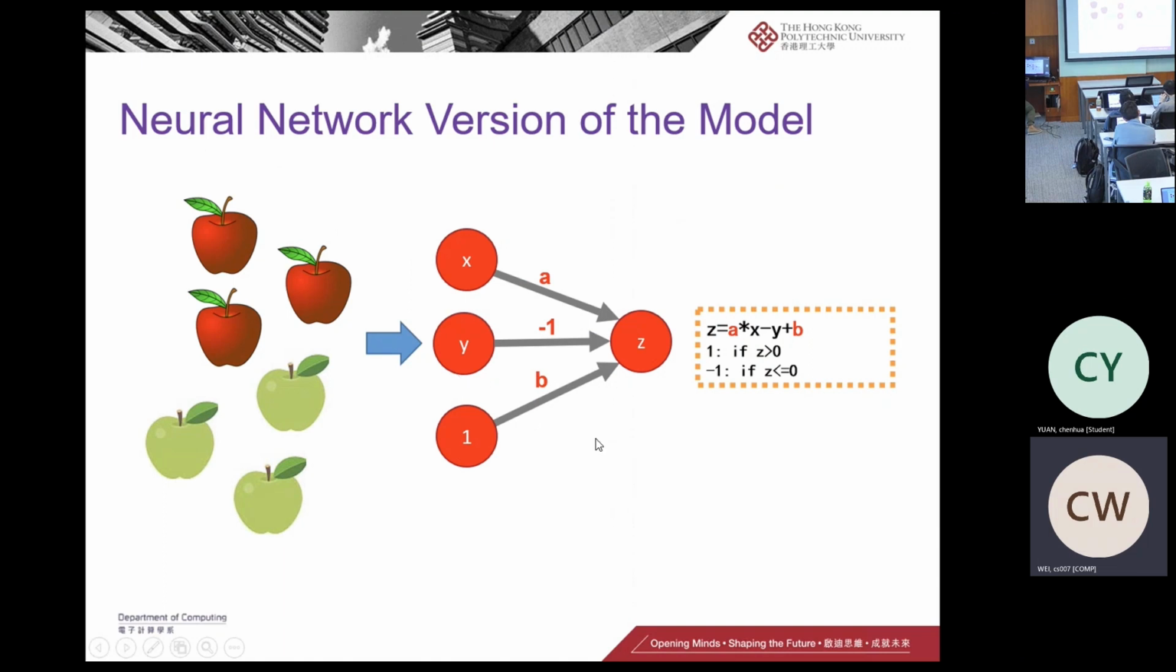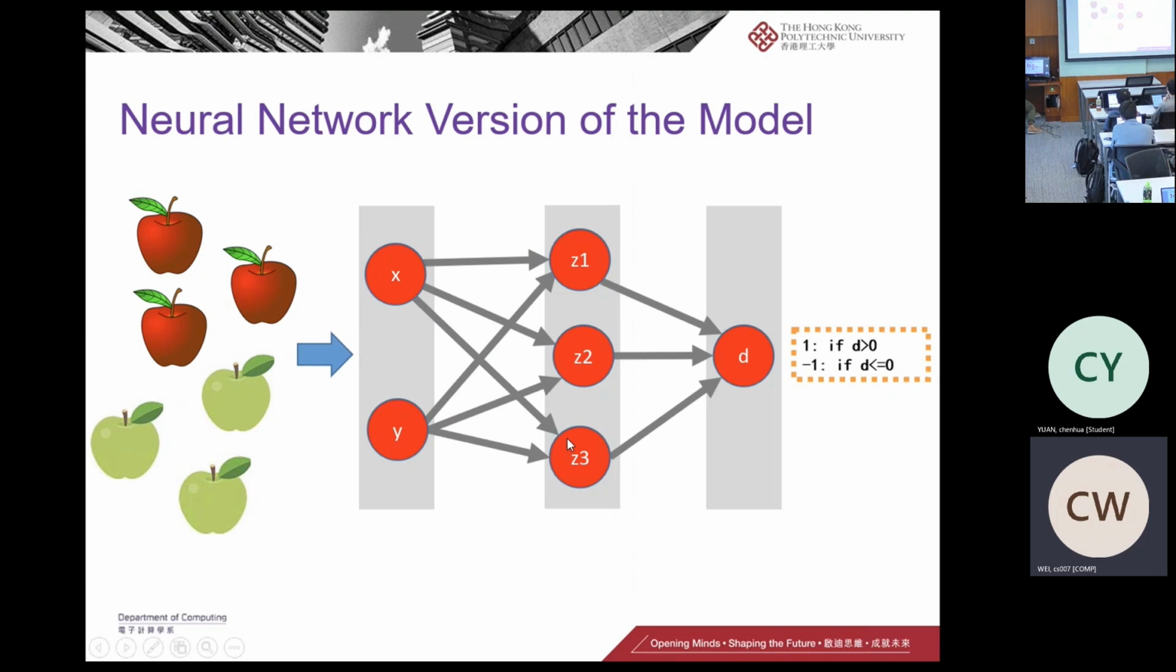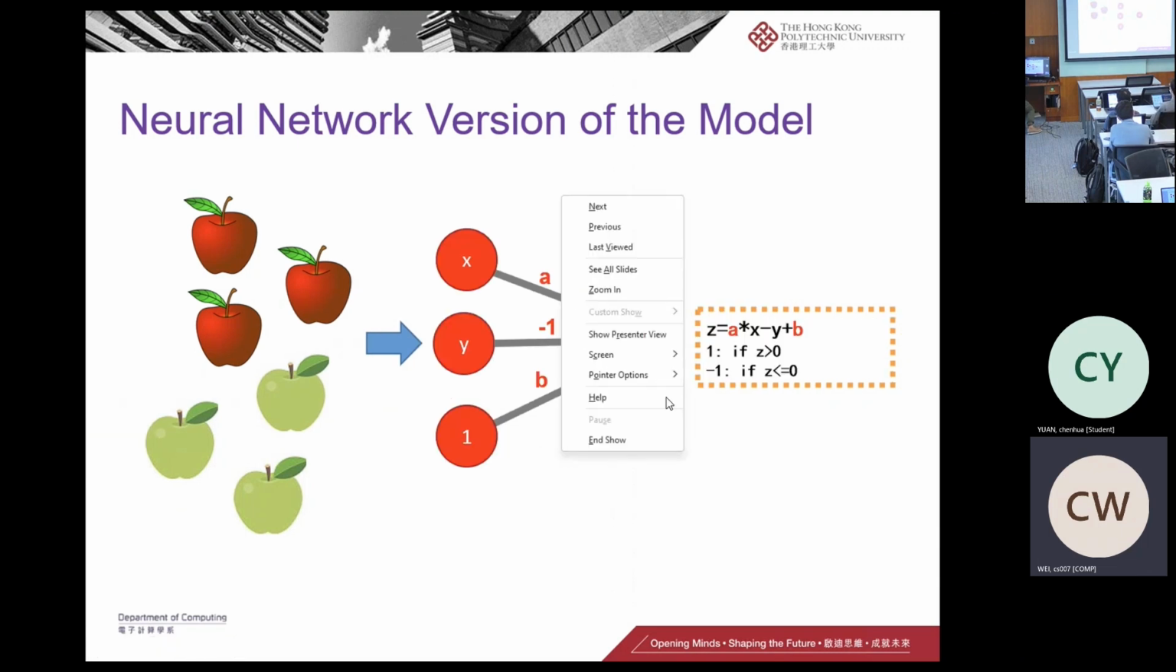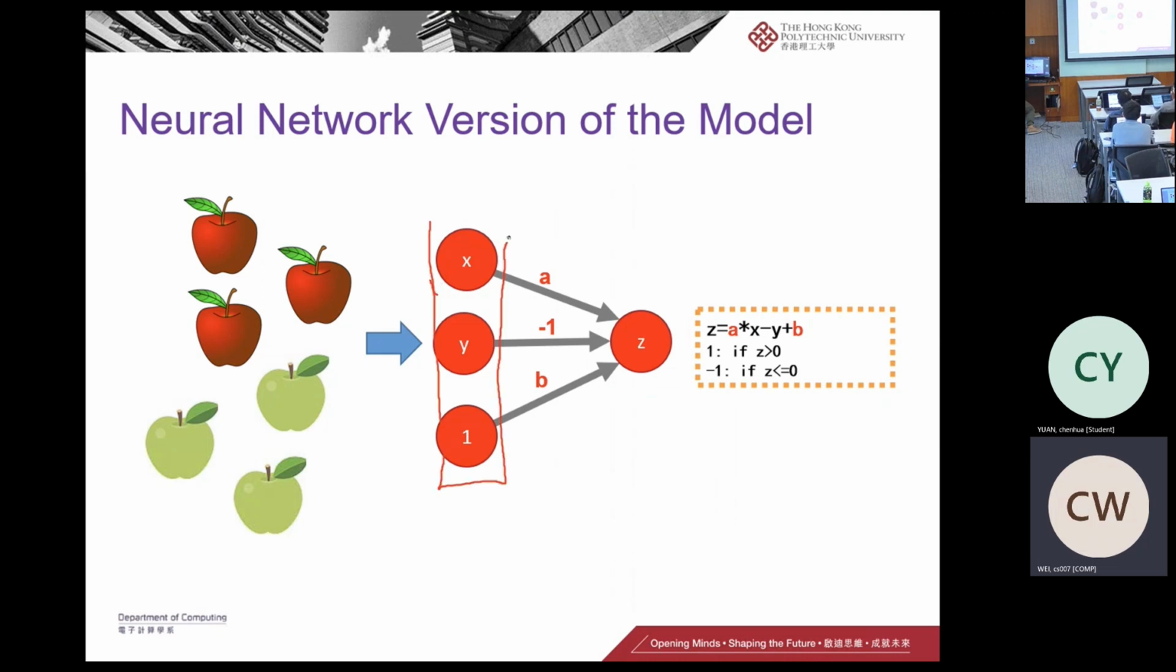So right now we have 3 nodes. Let me switch to the pen. So right now here you have 3 nodes, and we can use them to accept the input.